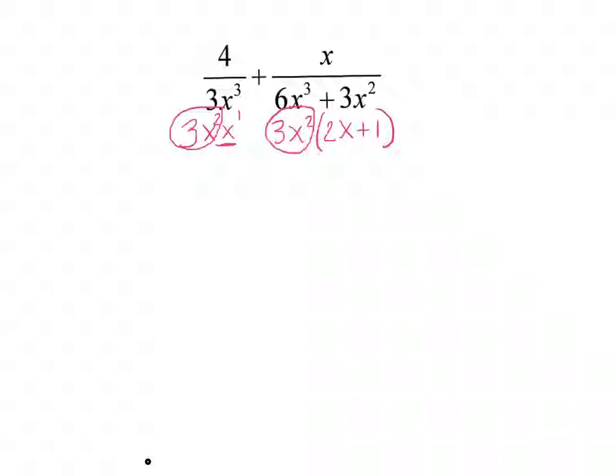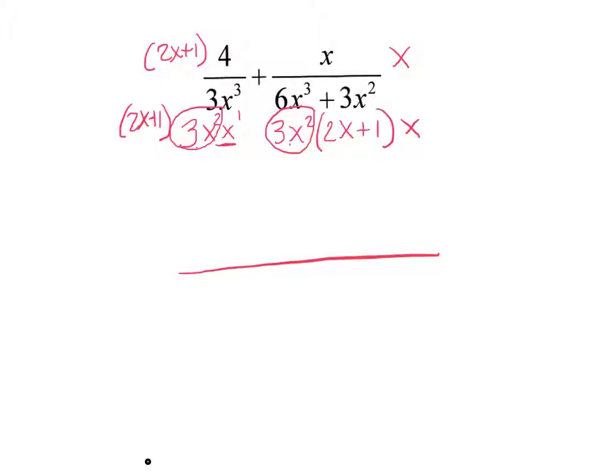So if we look at this, this first one has a 3x squared and the x, but it's missing the 2x plus 1. So I need to multiply by 2x plus 1, top and bottom. The second one has the 3x squared and the 2x plus 1, but it's missing that extra x. So I'm going to multiply by that, top and bottom. So now the bottom is going to be all of this put together. I'm going to put these back together again just because it's simplified.